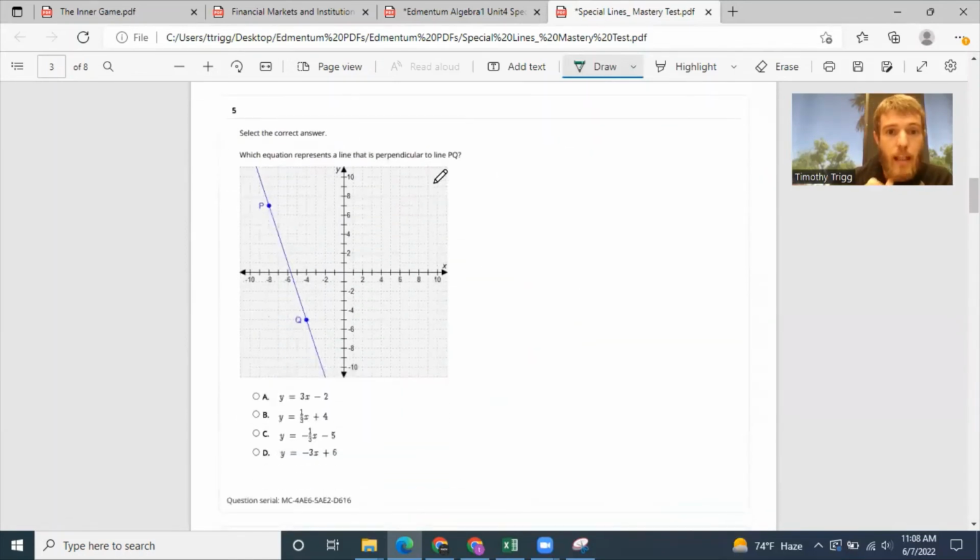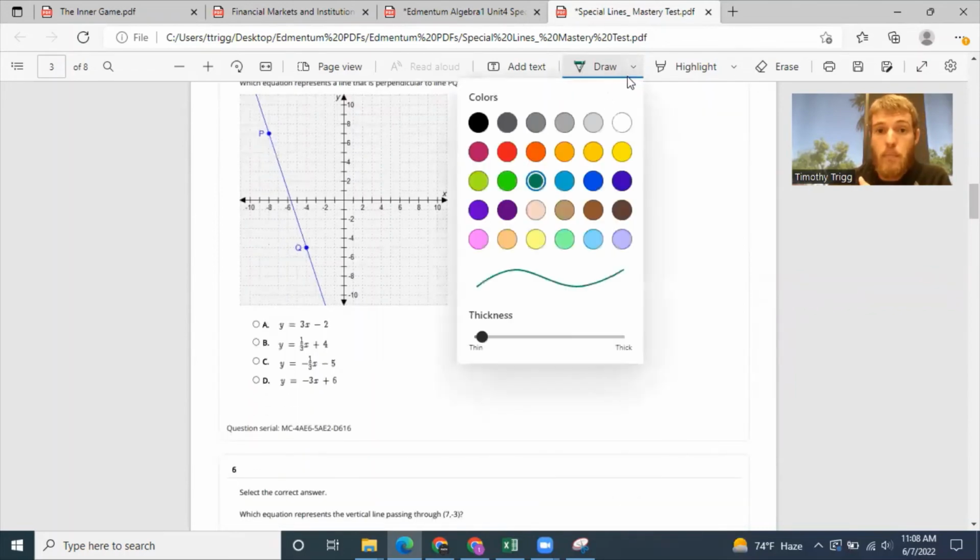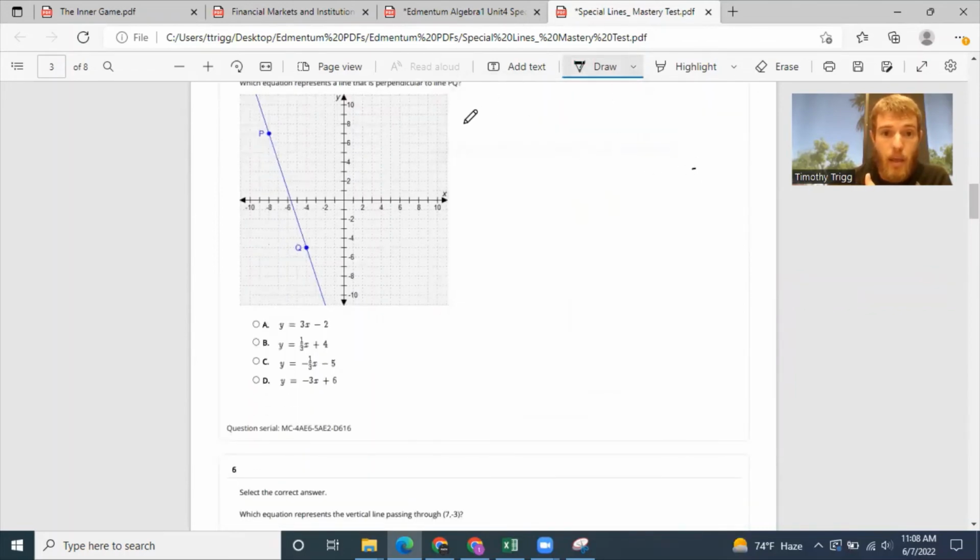Which equation represents a line that's perpendicular to PQ? So the first thing I want to do is find the slope of line PQ. How do we find the slope of line PQ? Well, we do the rise over run. I'm going to start at point P. I like to go left to right when I calculate my slope. I feel like it eliminates a little bit of the confusion. So I'm going to start with point P here and figure out the slope, the rise over run.